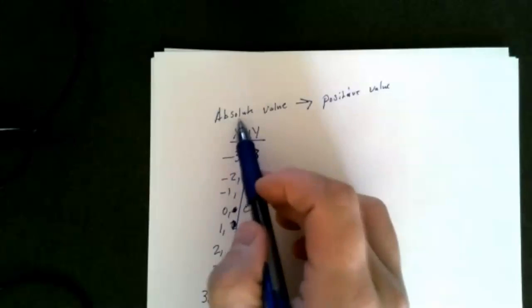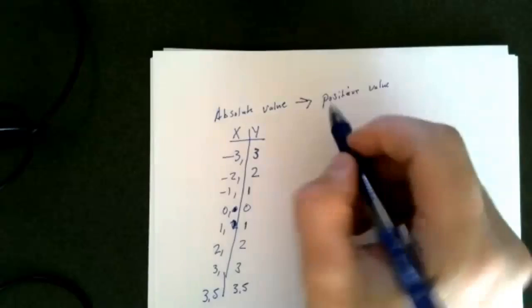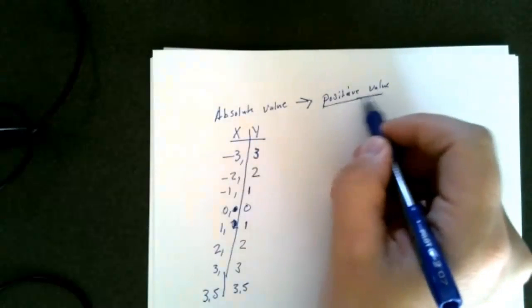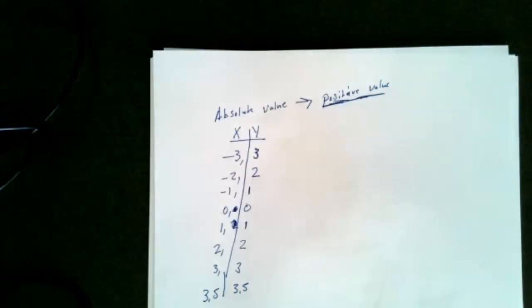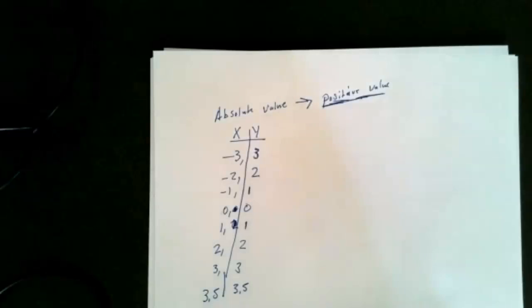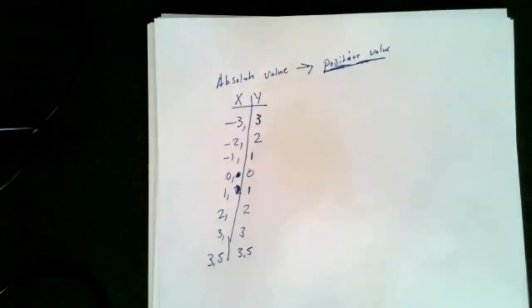So absolute value, since you're dealing in distances, you're dealing with positive values. Okay, you'll never have a negative at the very beginning once you take an absolute value. Okay, but that can change based upon the other items that are in the function.